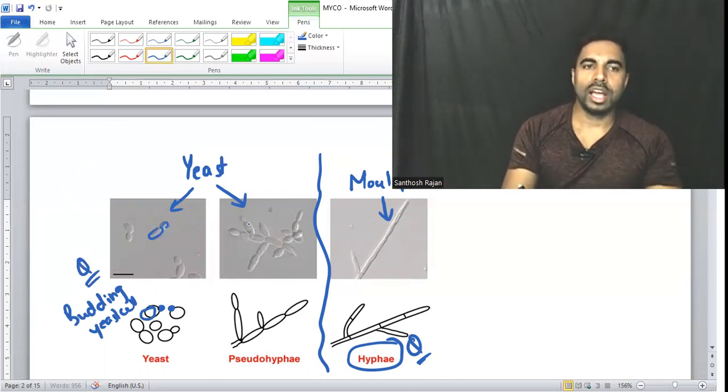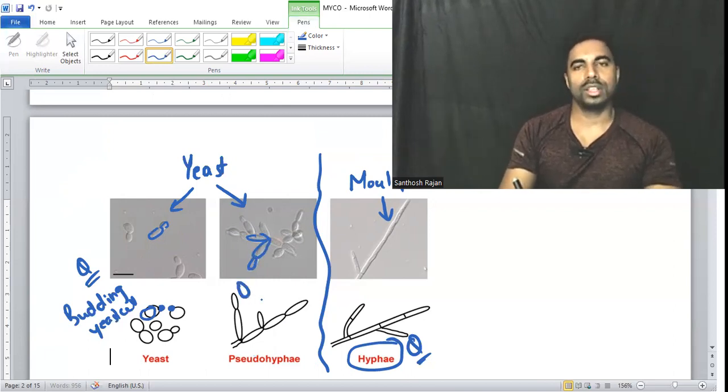That is common. The other one is pseudo hyphae. This is not really budding. This is the hyphae, but you call it a pseudo hyphae. So either this or this can happen. These are the common things.